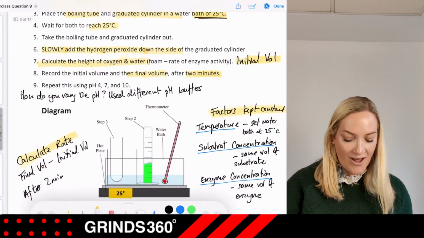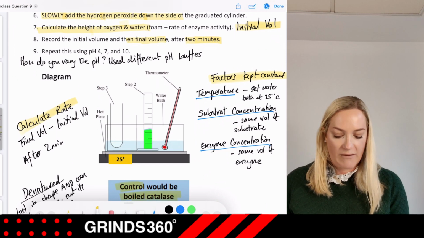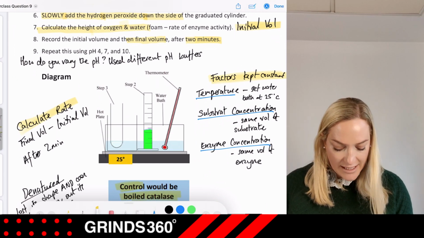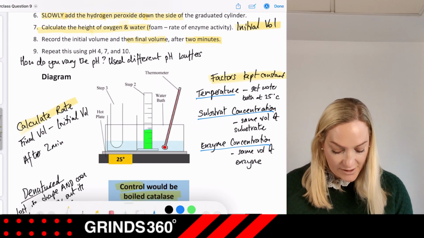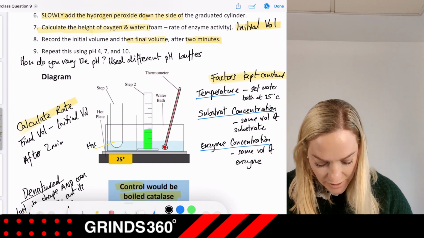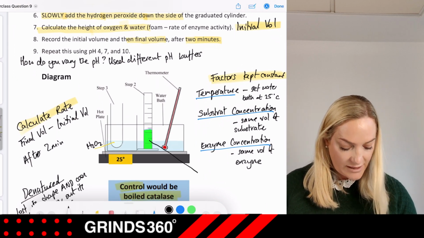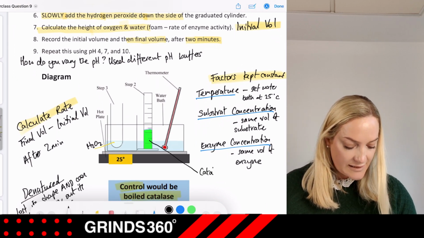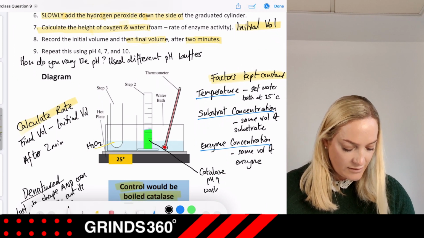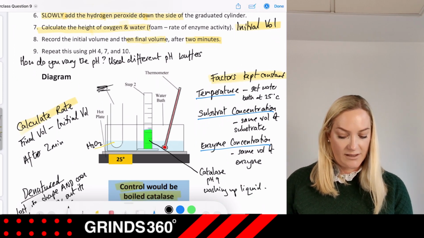If you're asked to draw a diagram, please make sure that you reference what the temperature is. Now, I know I have steps here, but what I don't mention is that this is my hydrogen peroxide in my graduated cylinder. In here is my catalase, in here is my pH 9, and my washing up liquid. So you can actually put a line through the steps that are there.